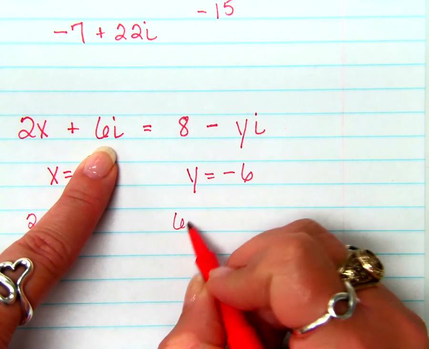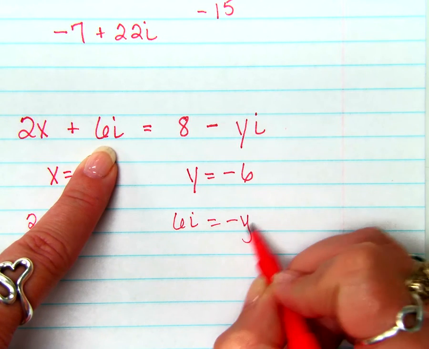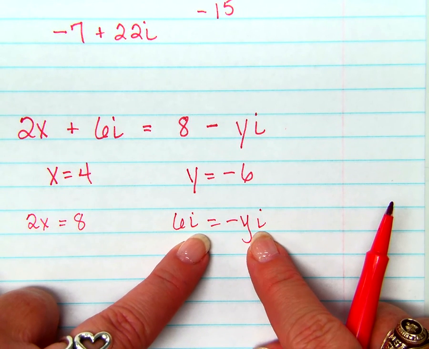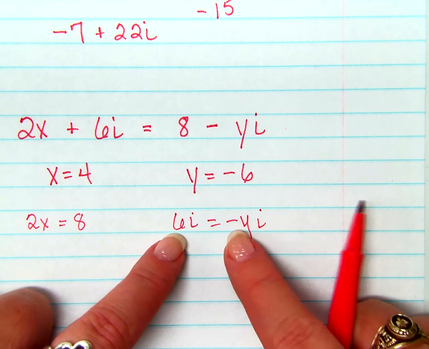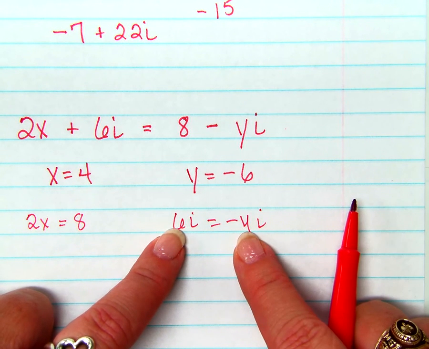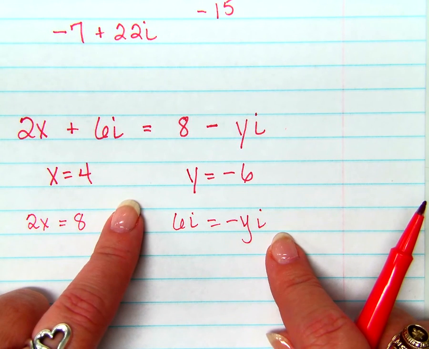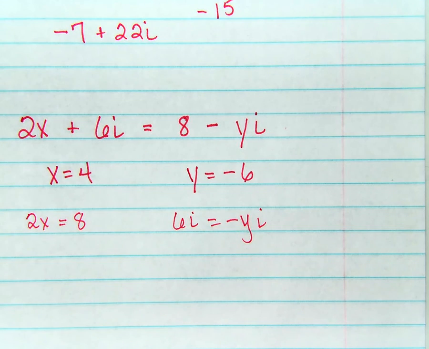Yeah, I could say 6i equals negative yi. What do I do with the i's here? Kind of ignore them, don't I? Because I know they're both imaginary. So 6 has to equal negative y. Okay, y is -6. Any questions about that? Okay. Any questions about any of these examples I've shown you today?